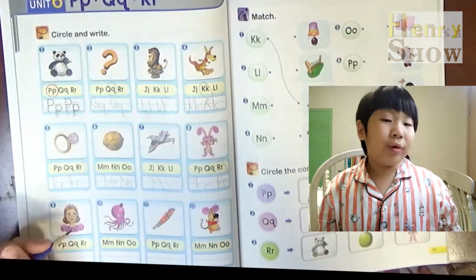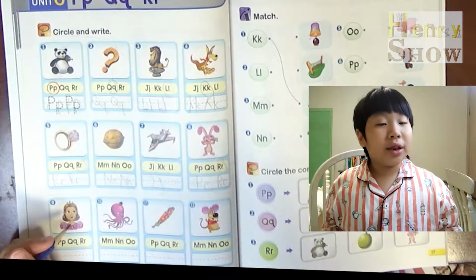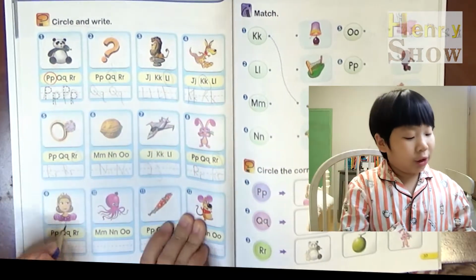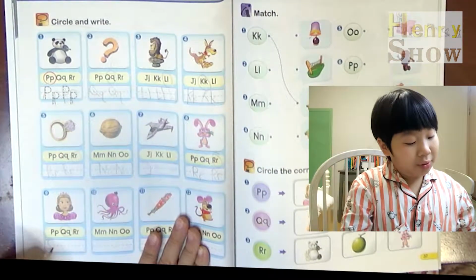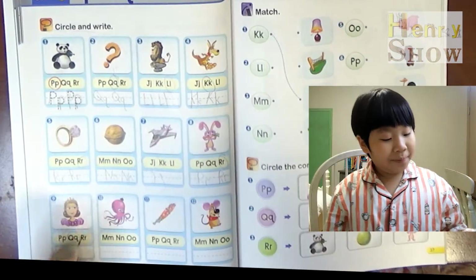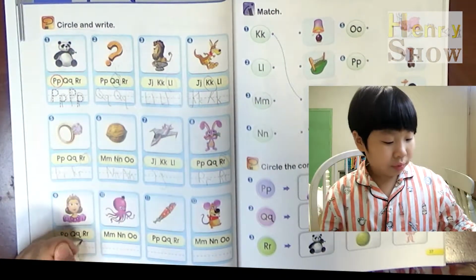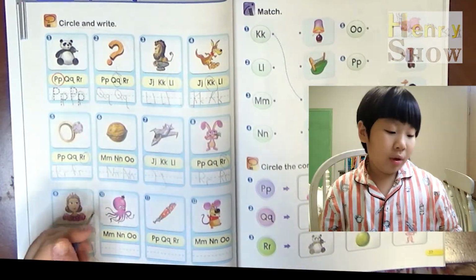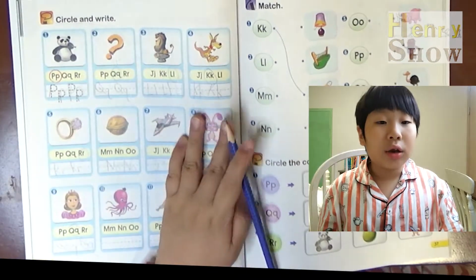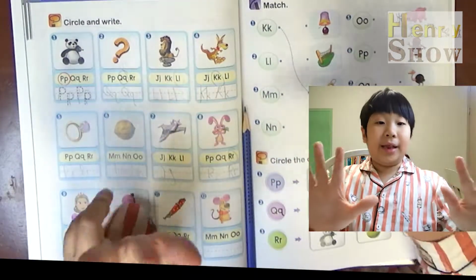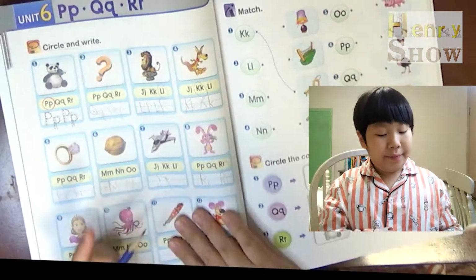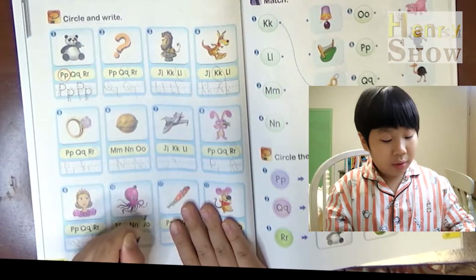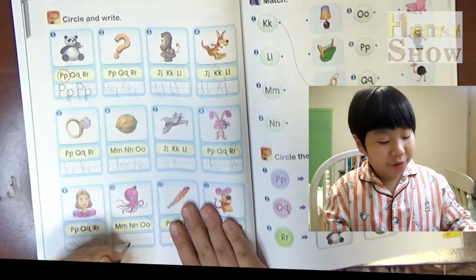Number 9. Who is she? She is a queen. What does queen begin with? Queen begins with Q. Q. Number 10. This is an octopus. Octopus has 8 legs. Octopus begins with O sound.